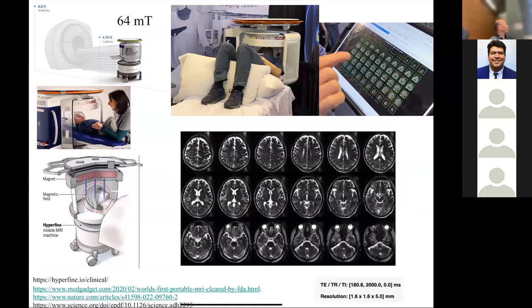And then there are even these portable magnets. So this is something from a company called Hyperfine, and the magnet is shown here. It's a very low field magnet, 64 millitesla, so very low field strength. And the idea is, and we'll talk about this later, with deep learning and AI, they can get away with that field strength and get reasonable looking images.